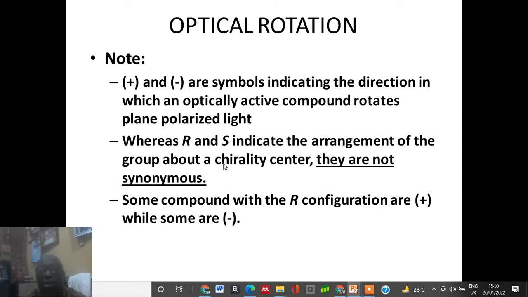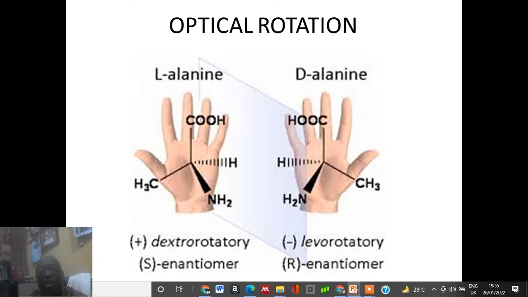They are not synonymous. A compound can be dextrorotatory and have the S configuration, as we have seen in the previous example. Here, L-alanine is a dextro enantiomer, and yet it has the S configuration, whereas D-alanine is the levo enantiomer, and it has the R configuration. So being dextrorotatory does not mean it must be R, and being levorotatory does not mean it must be S.